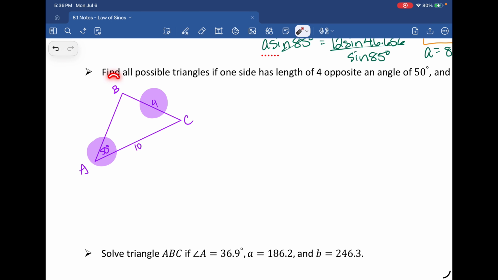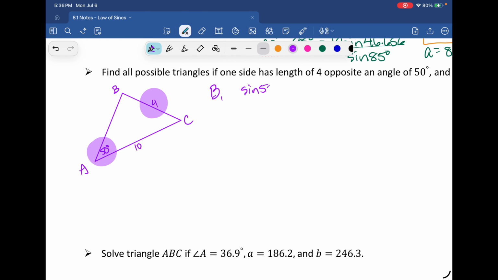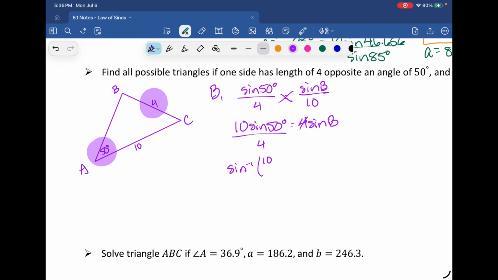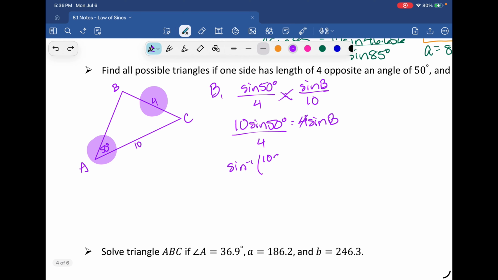All right, my given information is angle A, side A, and I have enough information to find angle B. Again, always do this with the assumption that you have two triangles. So we're going to call it angle B1. Sine 50 degrees over 4 equals sine B over 10. Cross multiply. Divide by 4. And take the inverse. Calculator.